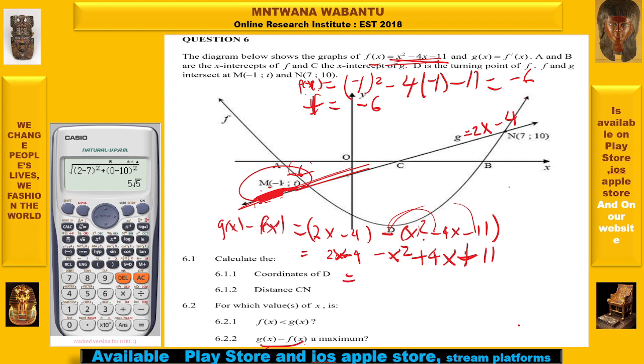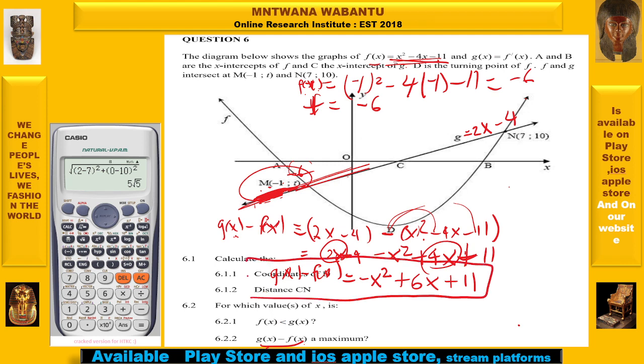Okay, so now we take the like terms. Negative x squared doesn't have any like terms. Now, 2x plus 4x is 6x. The only thing left is the number. So this is g(x) minus f(x). So we have gotten g(x) minus f(x). But now they didn't just stop there.